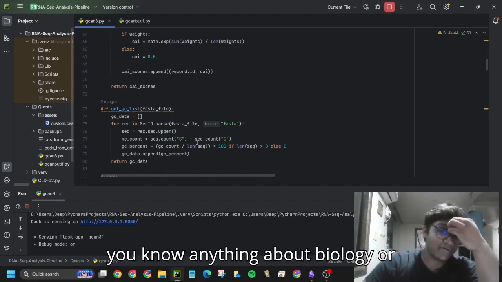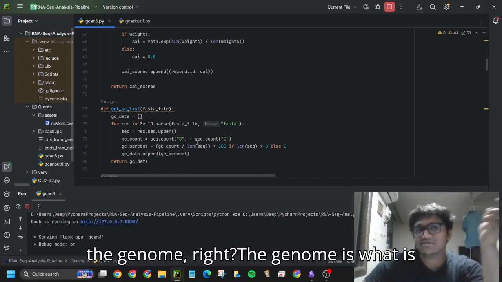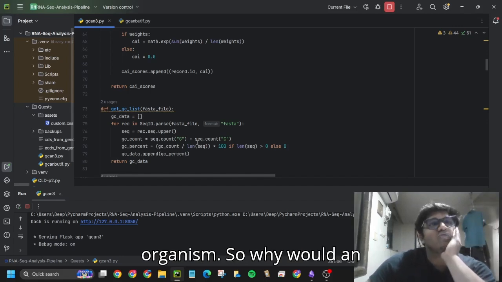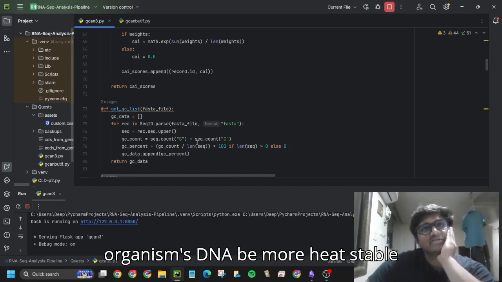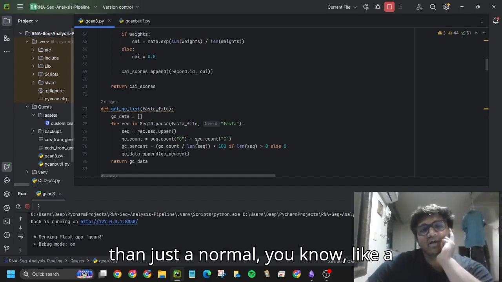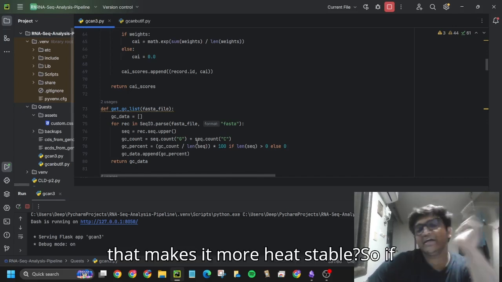If you know anything about biology or biotechnology, you would answer the genome, right? The genome is the central thing to an organism. So why would an organism's DNA be more heat stable than a normal mesophilic one? What could it have that makes it more heat stable?